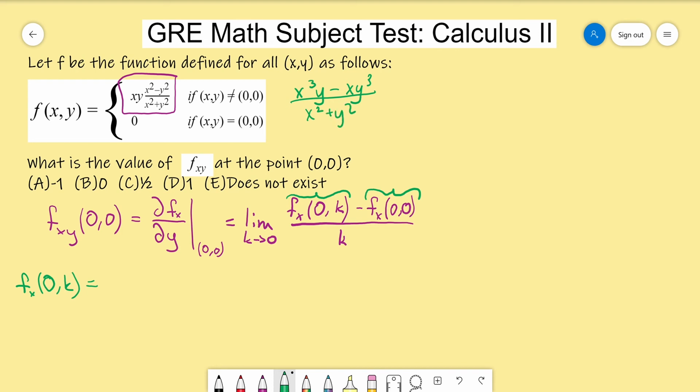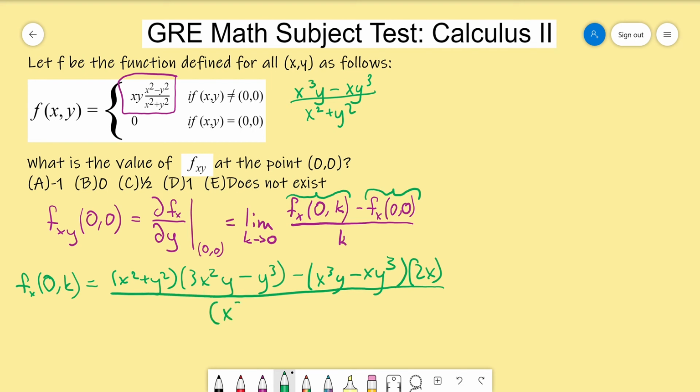Okay, so now if we differentiate this with respect to x, we'll use the quotient rule. That's low, x squared plus y squared, d high, that's going to be, remember, with respect to x, so we'll get 3x squared y minus y cubed, minus high, that's x cubed y minus xy cubed. D low is going to be just 2x. Square the denominator, and away we go.